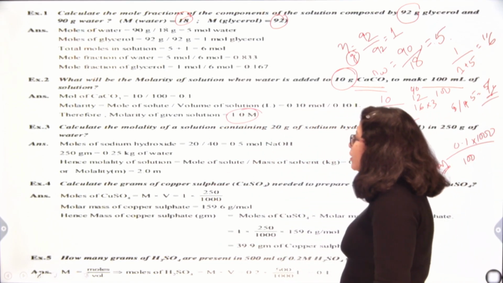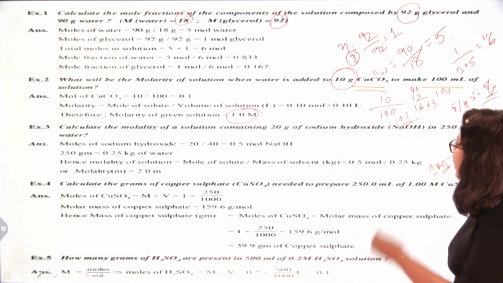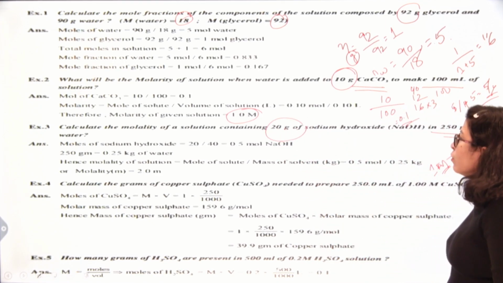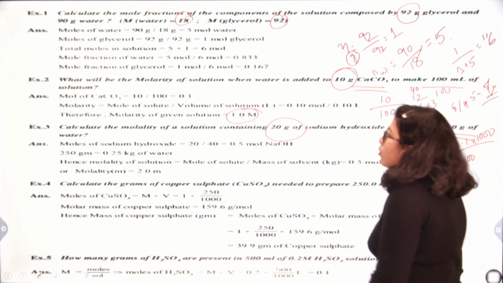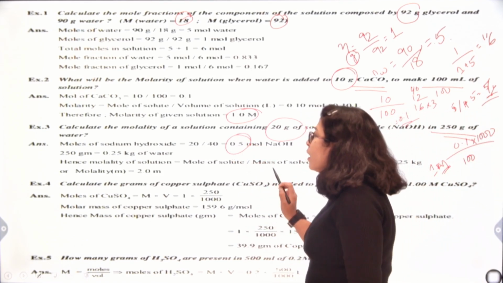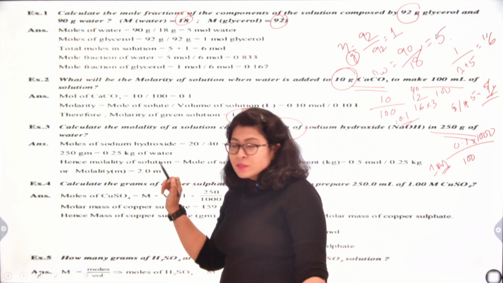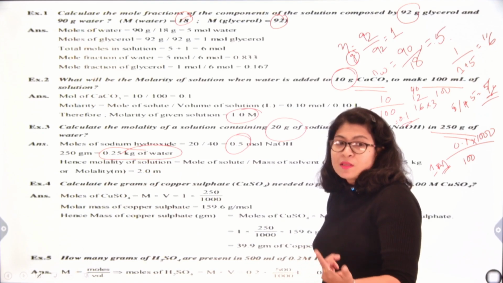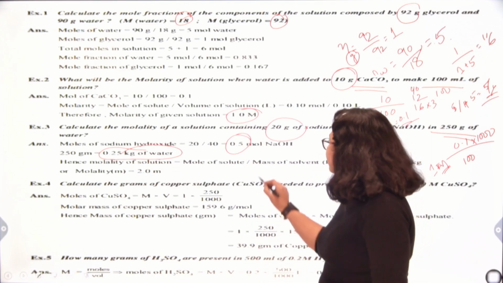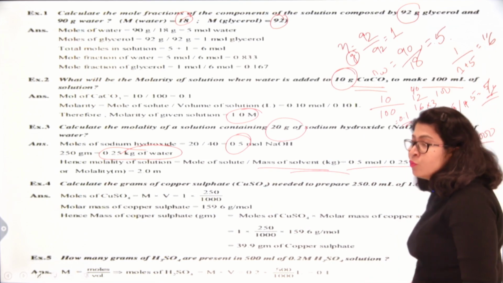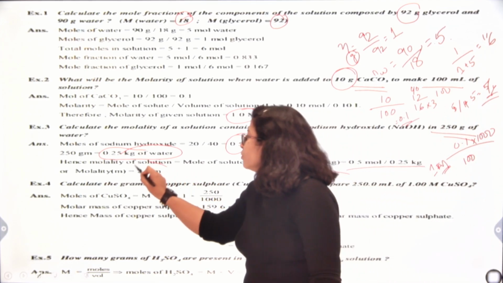Next is, calculate the molality of the solution containing 20 gram of sodium hydroxide in 250 grams of water. Again, the number of moles of sodium hydroxide you have to find out, which is 0.5 moles, and 250 gram of water turns out to be 0.25 kg of water. Hence molality is number of moles divided by mass of the solvent in kg, which is 0.5 divided by 0.25, and it comes out to be 2 molal.